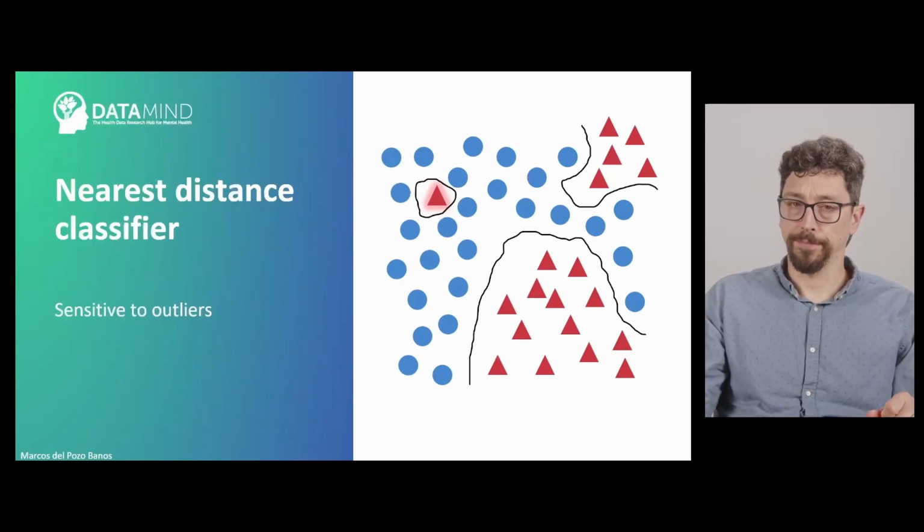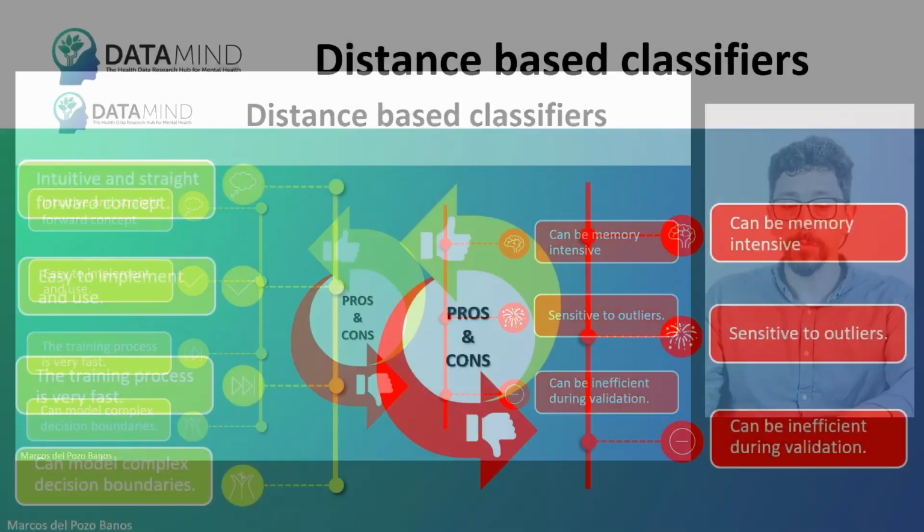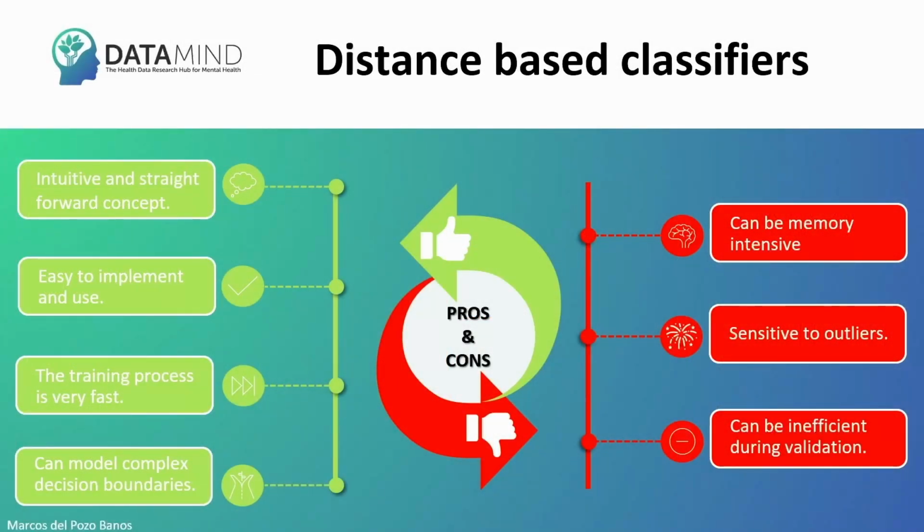So in terms of the benefits and the disadvantages of the distance-based classifier, the benefits are that they are a very intuitive and straightforward concept. They are very easy to implement and to use. The training process is super fast, as we said earlier. You don't really need to do anything. And it can model very complex decision boundaries.